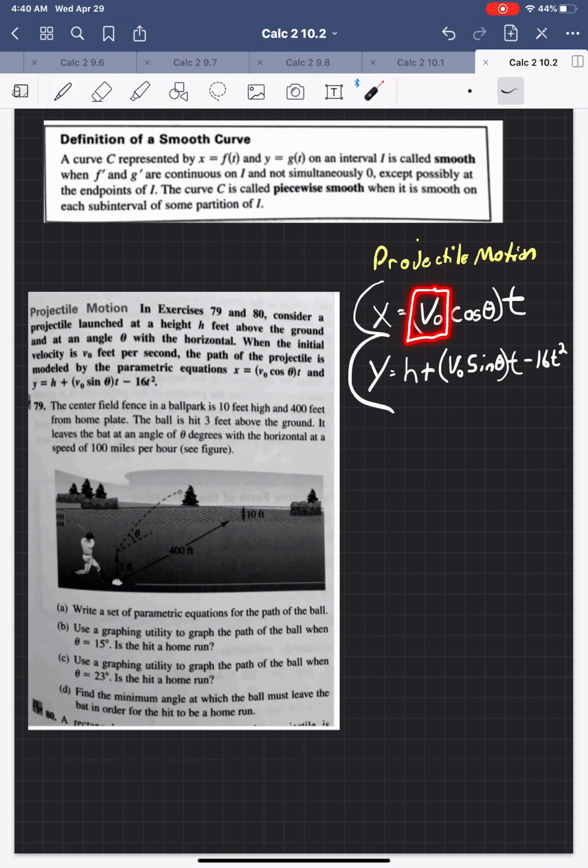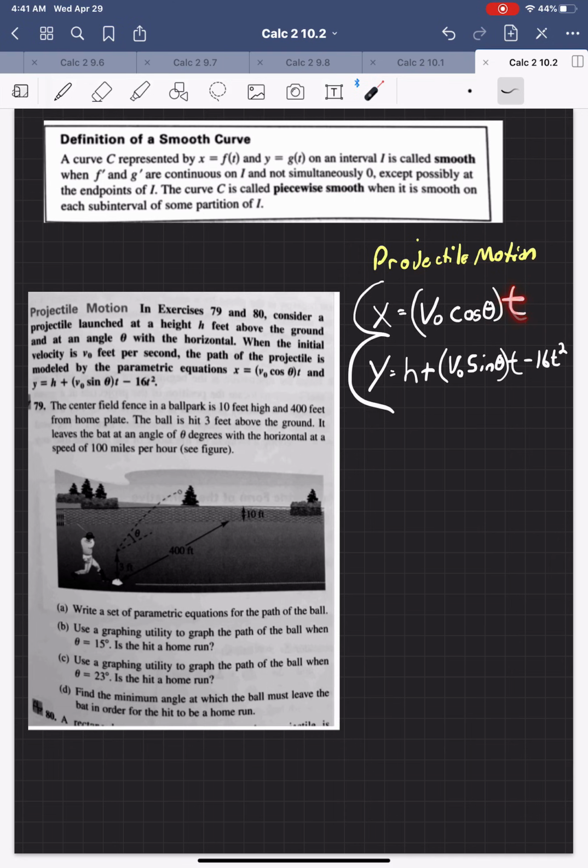The contact we make with the baseball will be our initial velocity. Then you have theta, which is always the angle to the horizon, right? So to the ground in this case. And then you have t, which for projectile motion you can think of as time, how much time goes by.